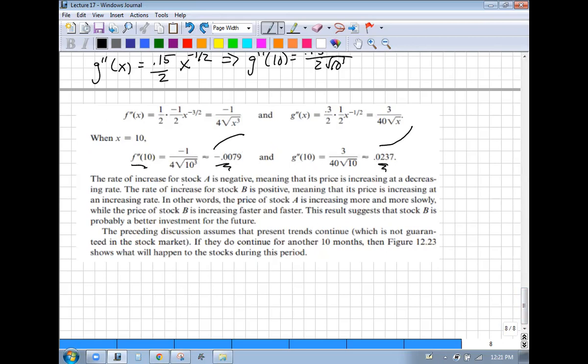So the rate of increase for stock A is negative, meaning its price is increasing at a decreasing rate. And for stock B, the second derivative is positive, so its price is increasing at an increasing rate. So you want stock B, right? That's the good one. That's the one that's not only going up, but the rate at which it's going up is going up.